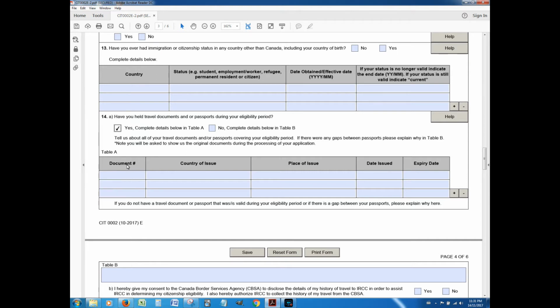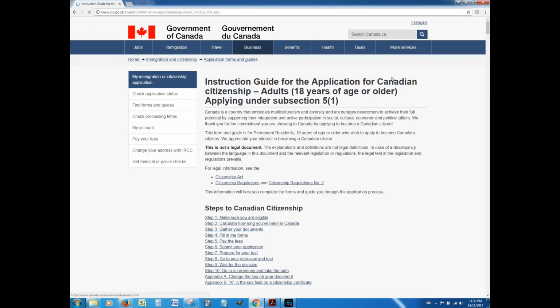For me, because my passport did not expire within my eligibility period and I held my passport for 10 years, I won't have to show them both my old and my new passport. I just have to show them the one that falls within the eligibility period. And you can confirm everything I'm saying right here on the instruction guide for the application for Canadian citizenship.